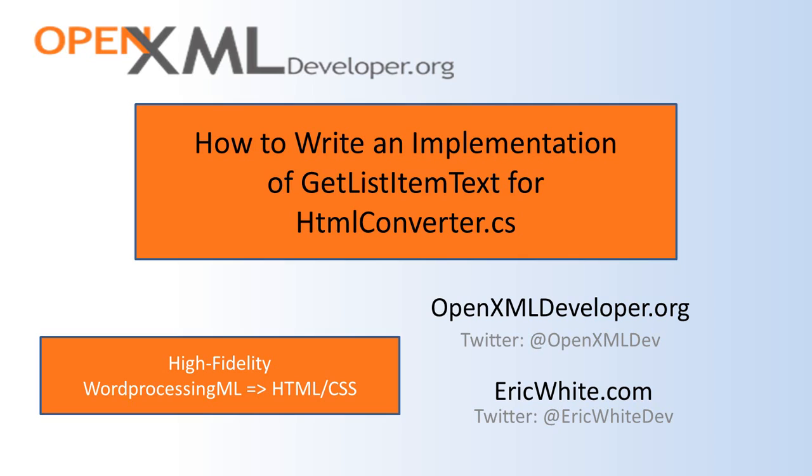Today I'm going to go through the process of how to write an implementation of a method GetListItemText for HtmlConverter. In this project, in the Power Tools for OpenXML, we need to write a separate implementation of GetListItemText for many different languages and cultures. There are primarily three different varieties of numbered items where language and culture matter.